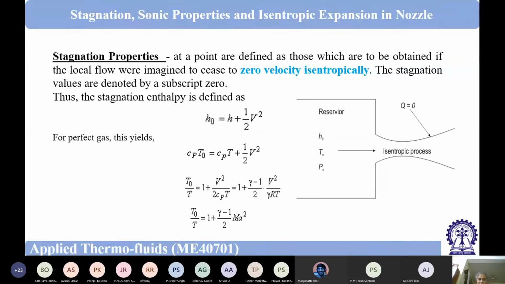So this is very important that stagnation property, which is equal to T0, or property with a subscript of 0, can be related to any other property at any other point in terms of Mach number. So this is what we have got.